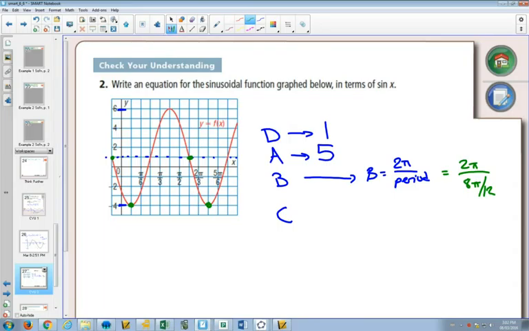Simplifying this, well, dividing by a fraction is the same as multiplying by a reciprocal, so I'd have 2 pi over 1 multiplied by 12 over 8 pi. Simplifying this, you get 3. So our b value is 3.